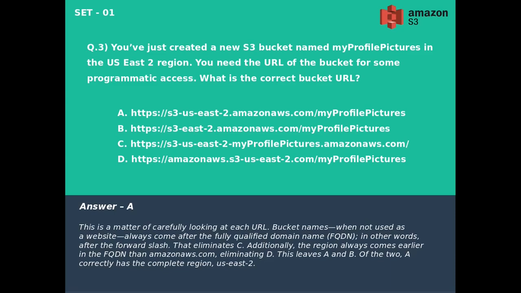This is a matter of carefully looking at each URL. Bucket names, when not used as a website, always come after the fully qualified domain name, FQDN. In other words, after the // that eliminates C. Additionally, the region always comes earlier in the FQDN than aws.com. That eliminates D. This leaves A and B. Of the two, A correctly has the complete region, US East 2.